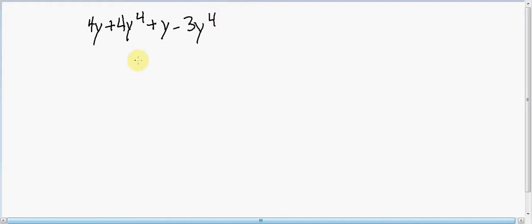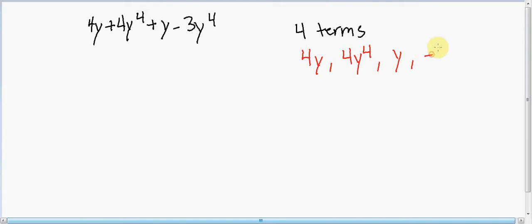So before I combine any like terms, I'm going to break this down into the pieces. There are 4 terms in this algebraic expression. If I wanted to list the terms, which is something that I would ask you guys to do, I have 4y. 4y to the fourth is another term. Y is a term. And negative 3y to the fourth is my fourth term.